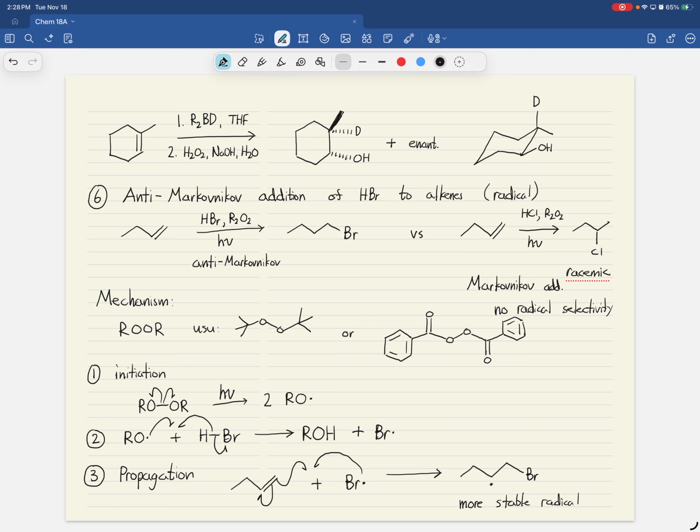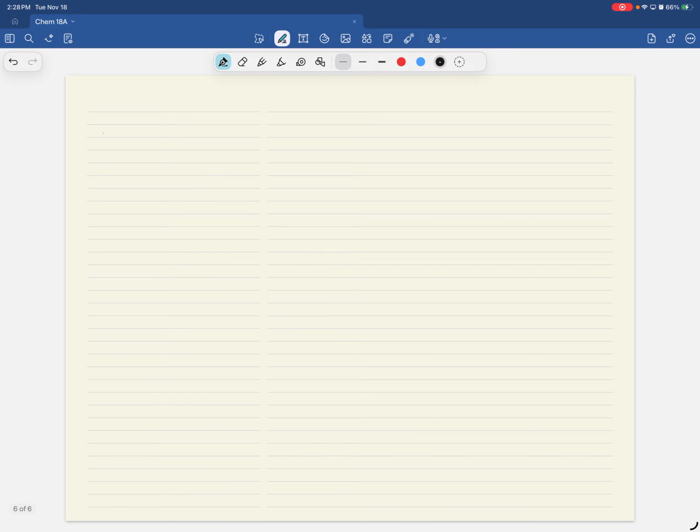Okay? Now, the last step, let's go to the next, make a new page here. Okay? So the second propagation step is where this newly formed radical, all right, it needs to get a hydrogen from somewhere. Where would it get the hydrogen from? All right, so think about which hydrogen bond is the weakest. Is it the alcohol one or is it the HBr? Yeah, the HBr. So that's the longest bond.